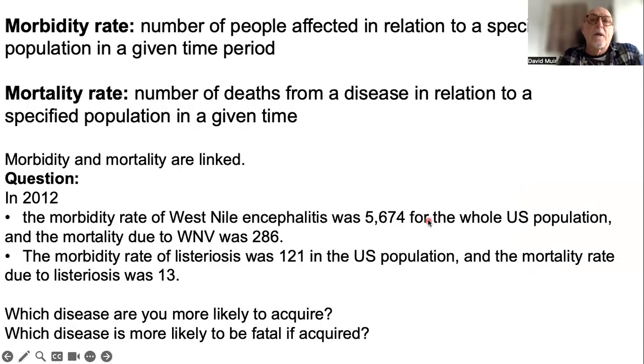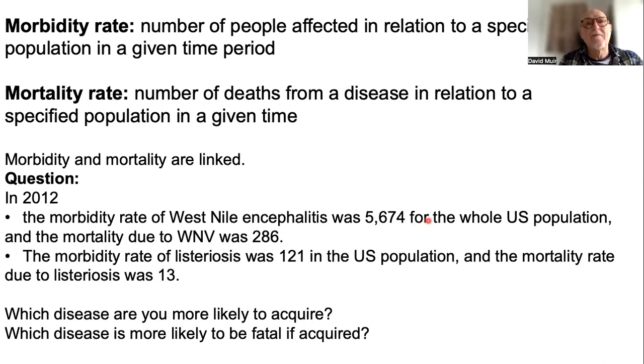Okay, so we've mentioned a number of things that we need to define. The morbidity rate is the number of people affected by a disease in relation to a specific population for a given time period. So a rate is always by something. This is by population for a given time period. That is the morbidity rate.